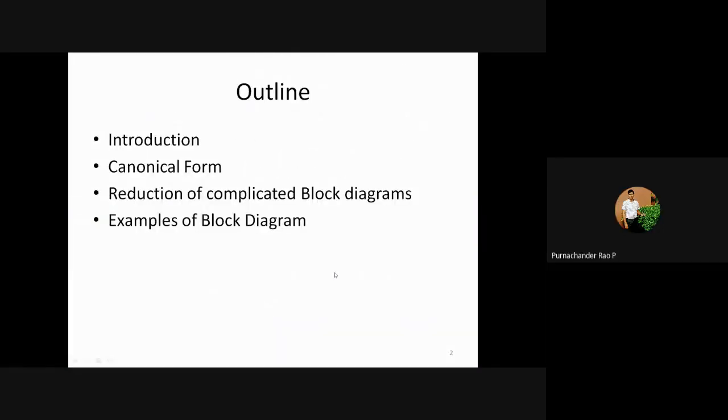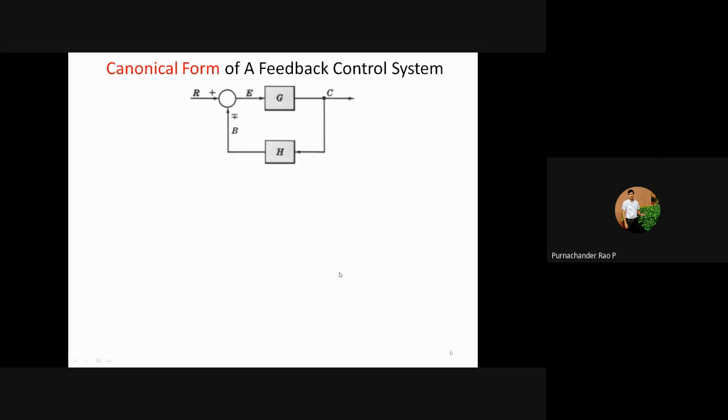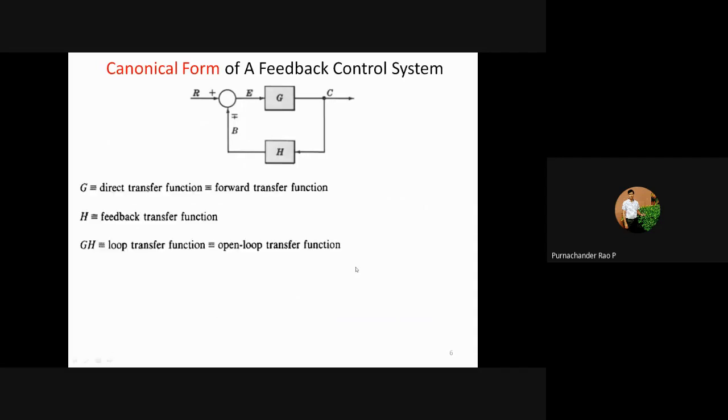So today we will discuss the block diagram reduction methods. Yesterday we discussed that for your external examinations, you will get 2 questions from the first unit. So from the first unit you may expect 2 questions.